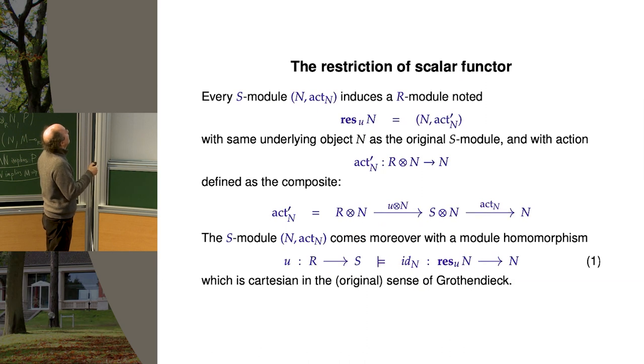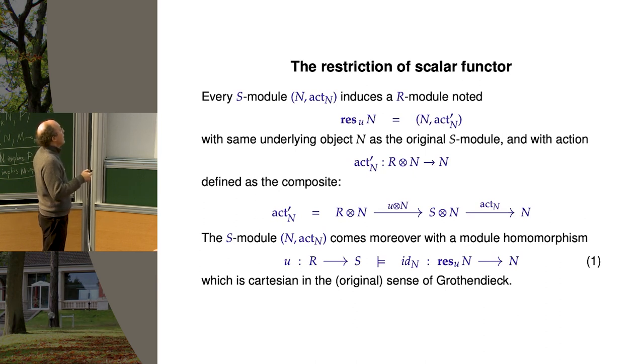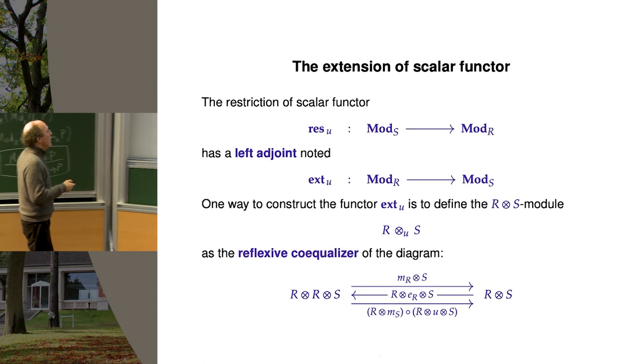So if we have an S module N, it induces an R module, which I write as the restriction of N, with the same underlying object. And now the R action is just defined in that way, by mapping R into S and then letting S act. Really nothing surprising. And what is nice is that, in fact, this construction comes with a Cartesian map in the sense of Grothendieck. So that's why we have a fibration.